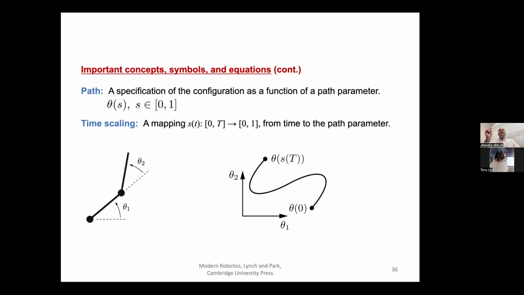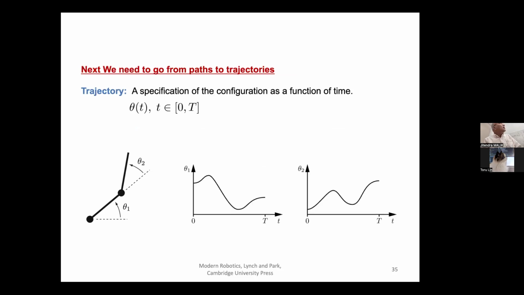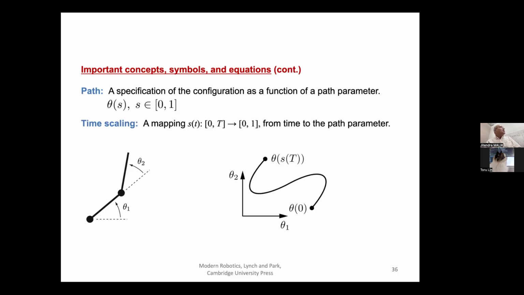Trajectory is a specification of the configuration as a function of time, right? Easy, state x as a function of time. Path is that you just have this as a function of arc length. And then how do you go between the two? You can define what's called a time scaling. The time scaling will essentially map the notion of time to coordinates on that curve.